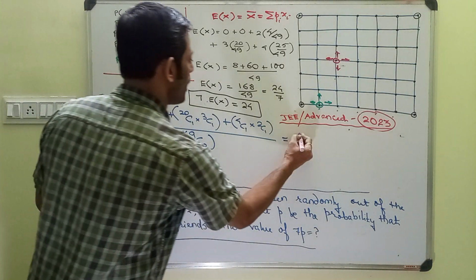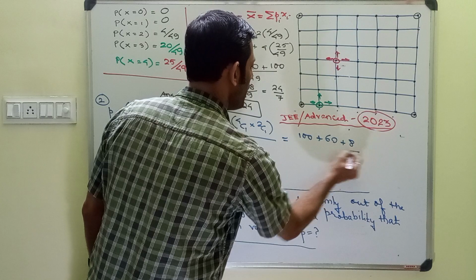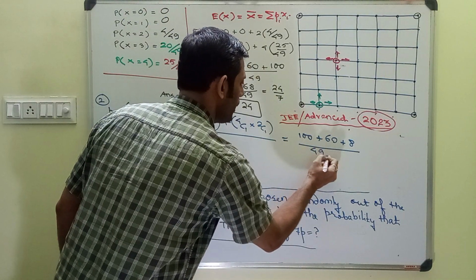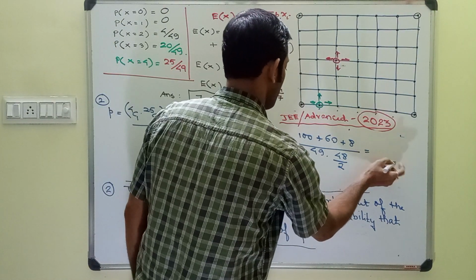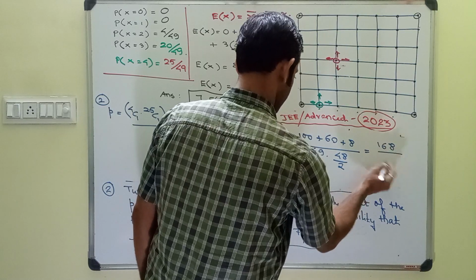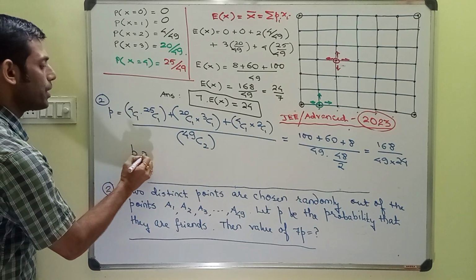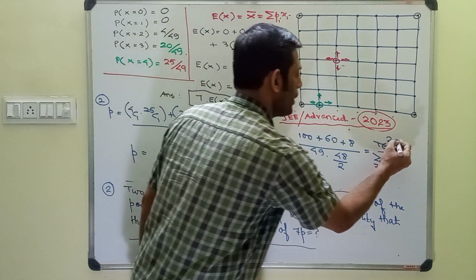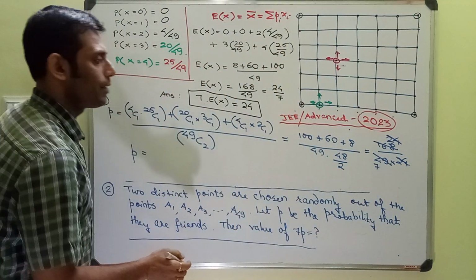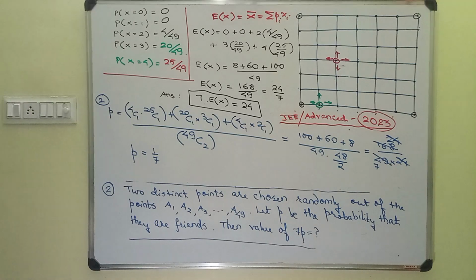Let's calculate this. This is 100, this is 60, this is 8 upon 49, 48 by 2 factorial, 47 factorial cancels. That makes it 168 by 49 into 24. Therefore P is equal to, after reduction, 7 7s are 49, 7 2s are 14, 28, 24, 24 cancels, and that makes it how much? 1 by 7. 1 by 7.